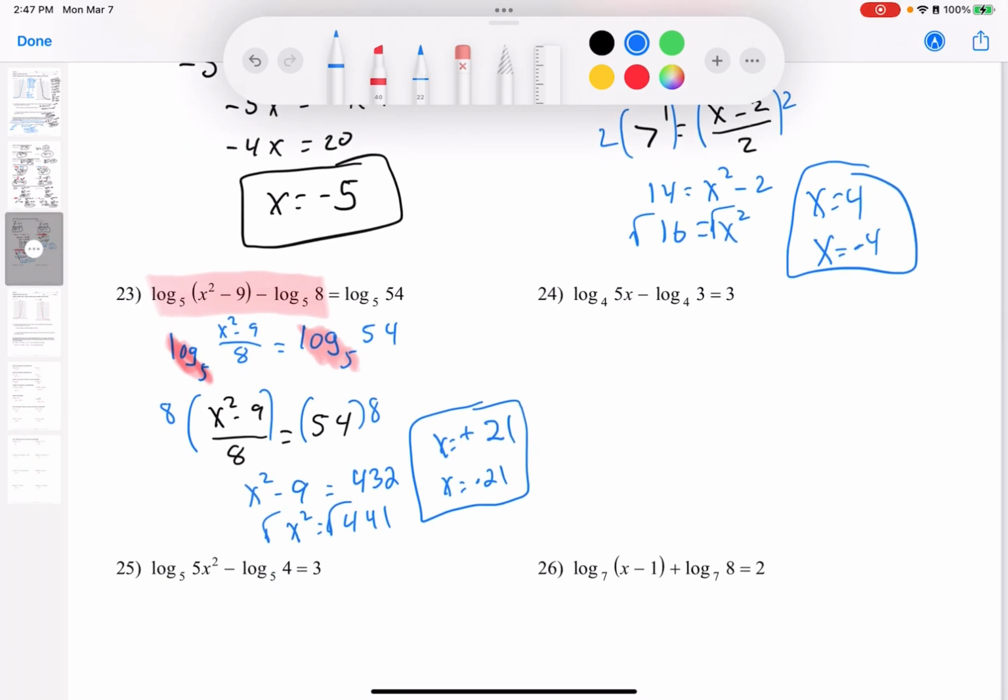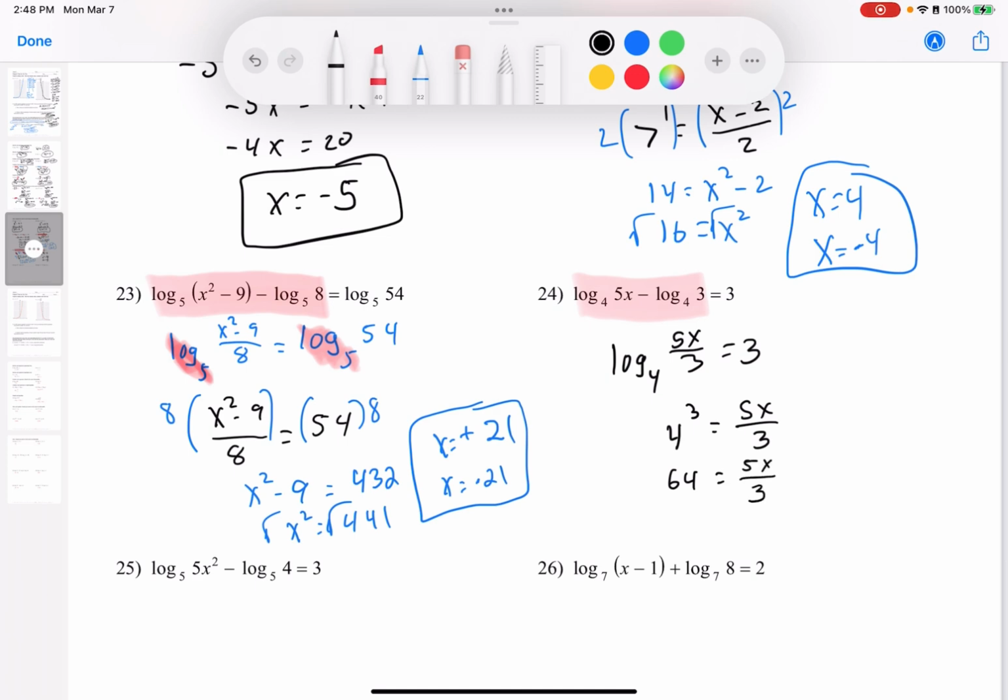Number 24. Again, got this log, another subtraction one. Should be getting good at rewriting these. So this would be log base 4 of 5x over 3 equals 3. So we've got a single log equal to something, so we got to write it in exponential form. So 4 to the third equals 5x over 3. 4 to the third is 64. So 64 equals 5x over 3.